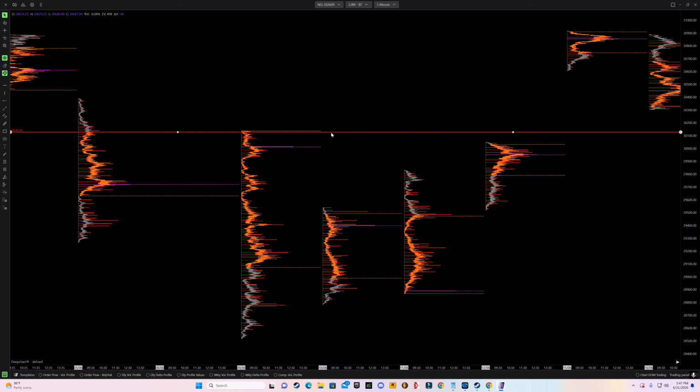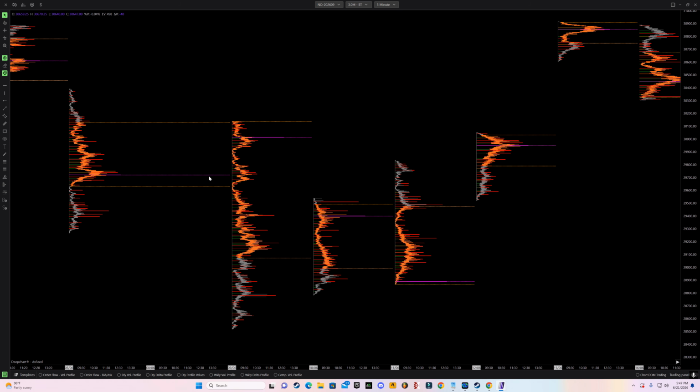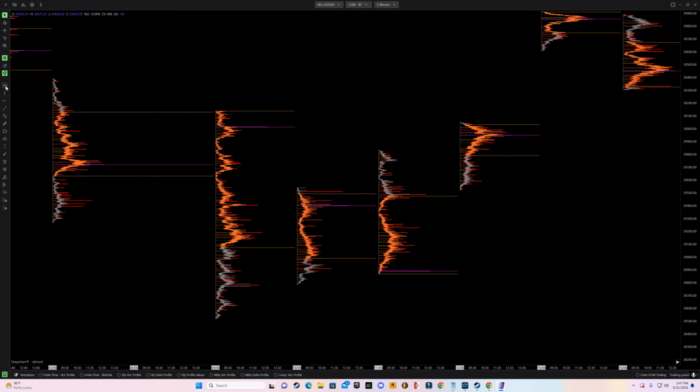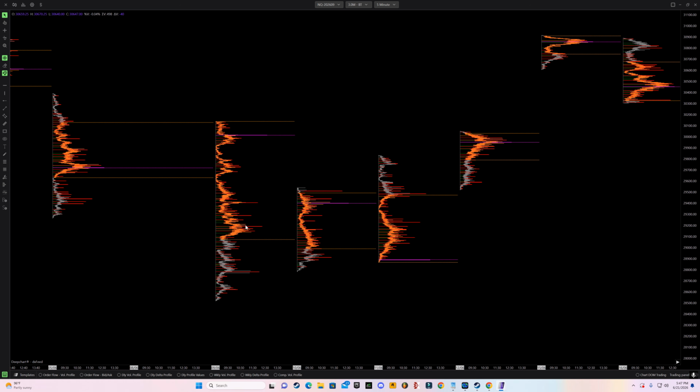So let's just go here. On this day, even though we tapped here and then we pushed down, we have point of control higher than this. As you can see, we have point of control higher than this. So we have value area low. So price goes down below this level, taps into this high volume node, and then pushes up, right? Now what happens? This is a choppy consolidation day.